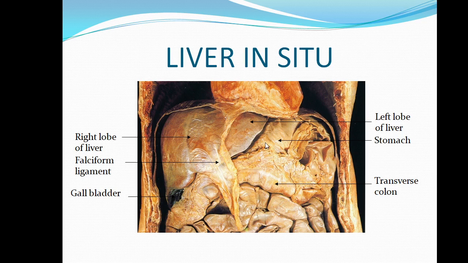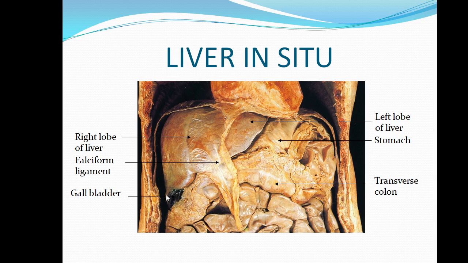Here you can see the stomach, the greater curvature, the lesser curvature, the lesser omentum, and the greater omentum. This is the transverse colon, and these are the coils of the jejunum. This is the inferior border of the liver, which is sharp and well defined. And here you can see the anterior surface.